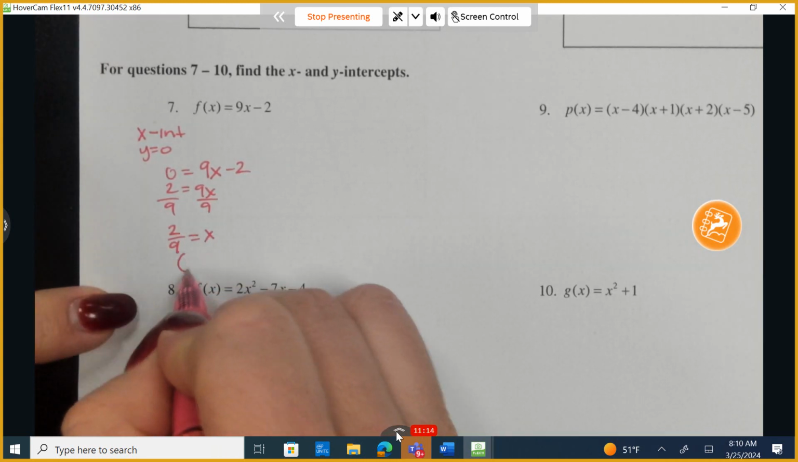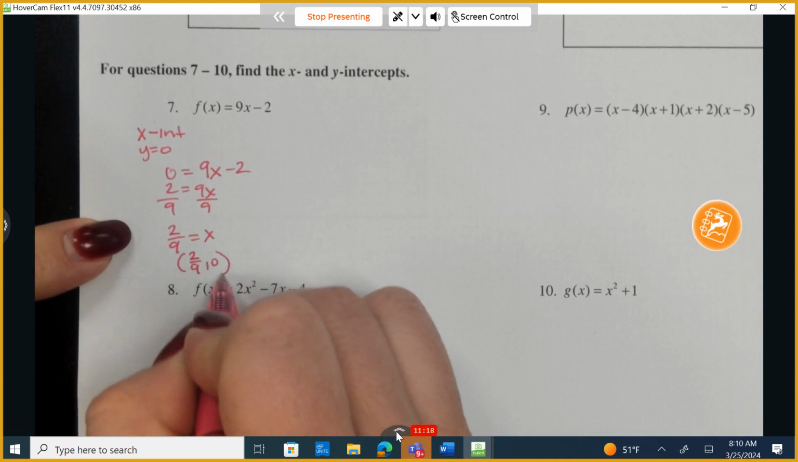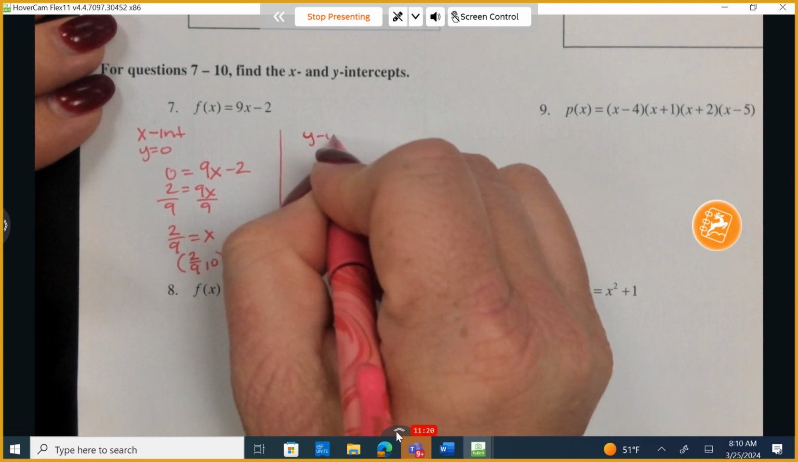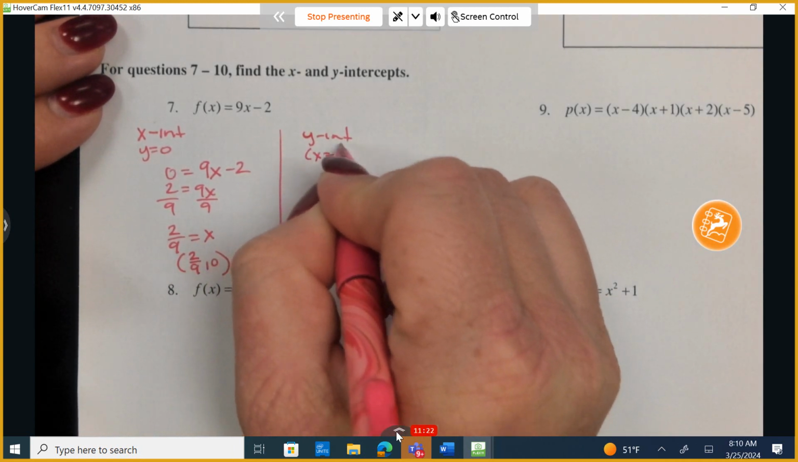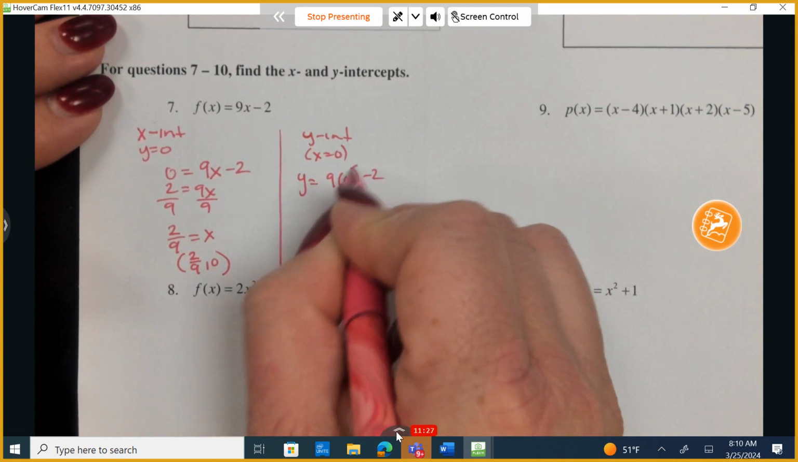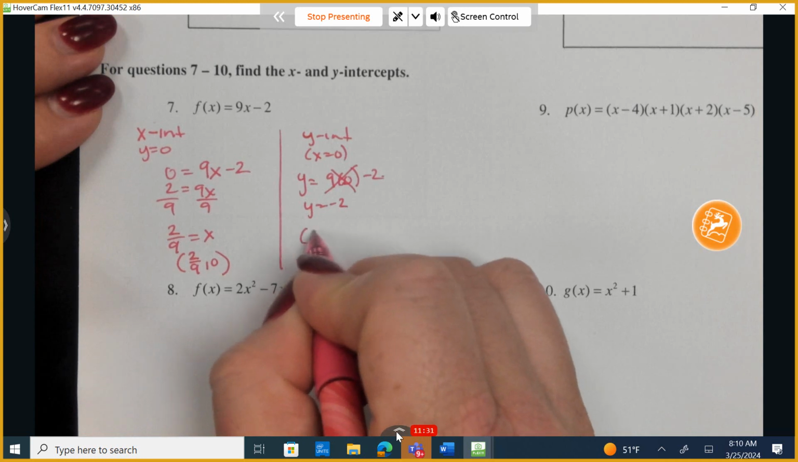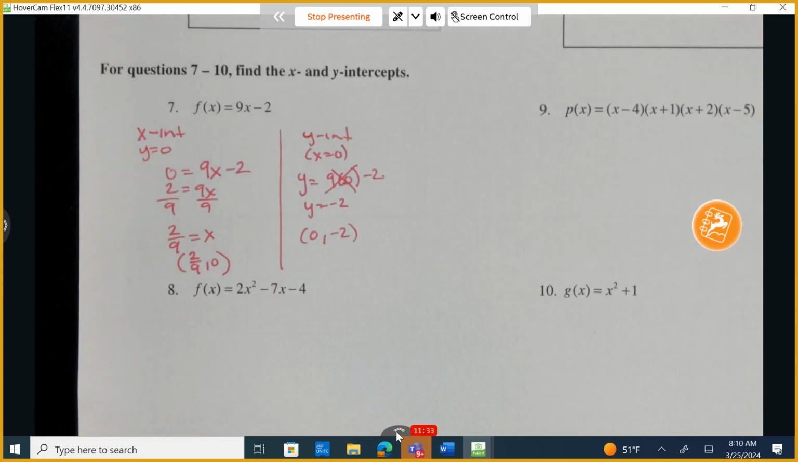Now I need to write it properly. This here is my x-intercept. So 2/9, 0. Now I'm going to find the y-intercept, and for the y-intercept, x is equal to 0. So y equals 9 times 0 minus 2. 9 times 0 is 0, and 0 minus 2 is -2. Write it as an ordered pair, 0, -2.